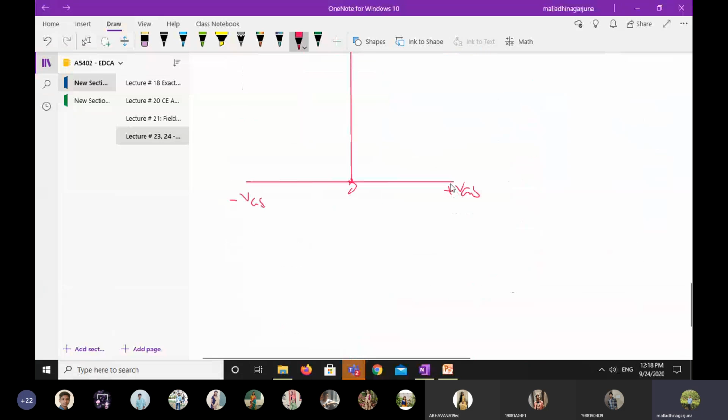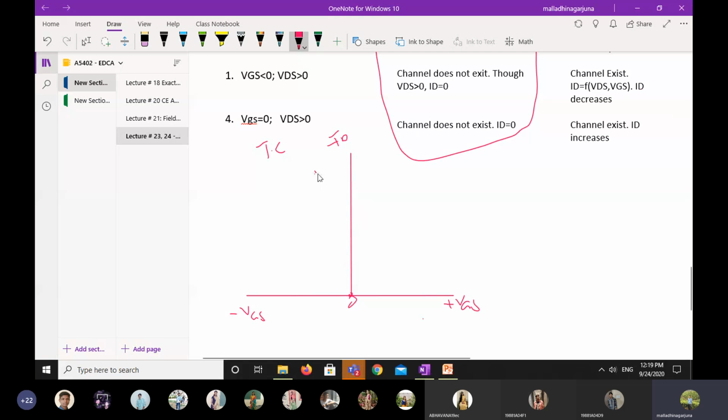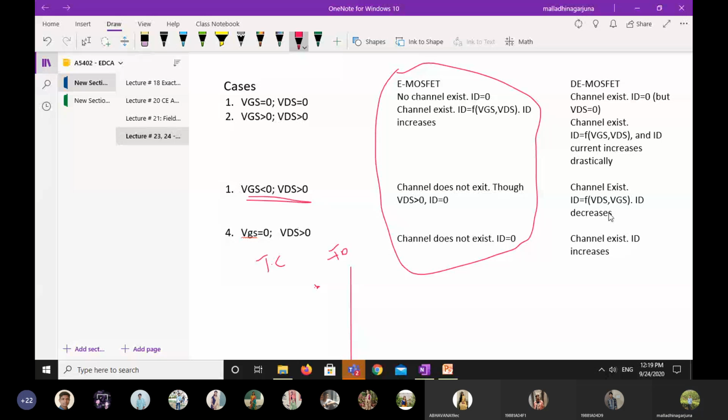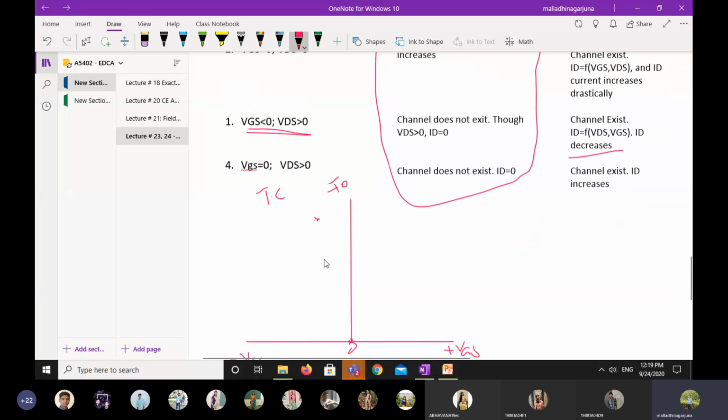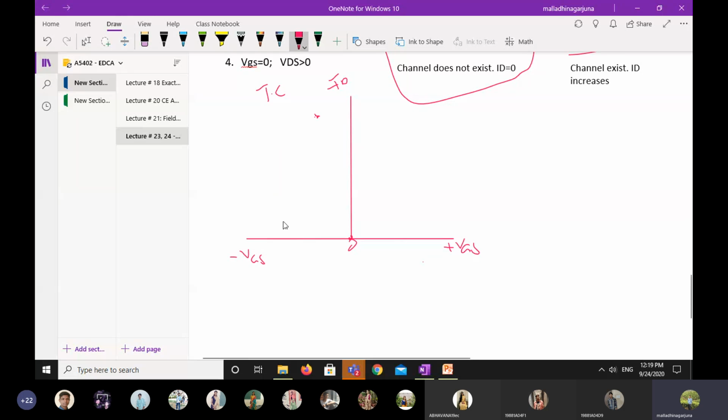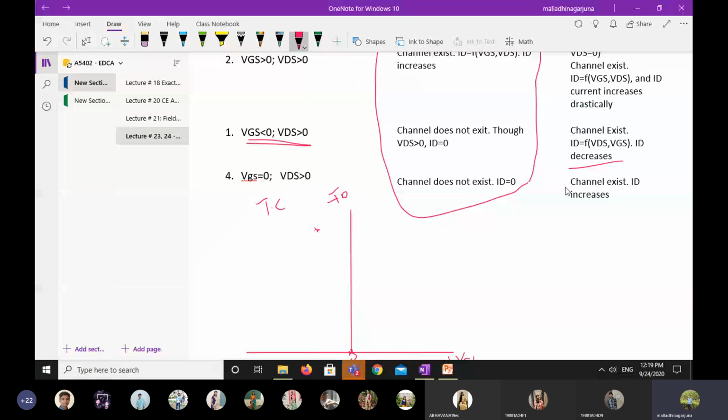So negative means what? In the negative direction, what happens to the current? It decreases. So in the negative direction the current decreases, and if VGS is 0, ID increases. Yes or no? VGS is 0, so ID increases. So the graph will be like this.